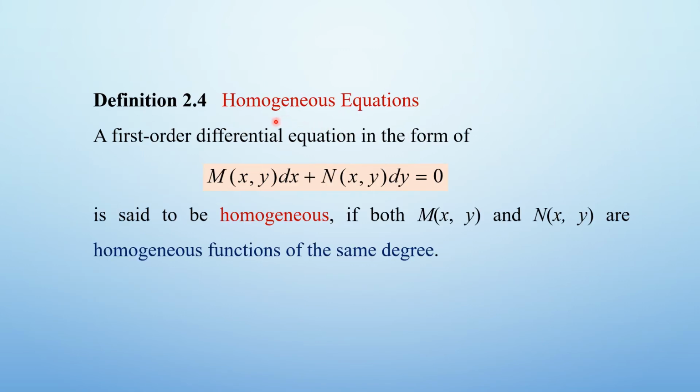We have already learned the meaning of a homogeneous function, so what is a homogeneous equation? By definition, a first-order differential equation in the form of M of xy dx plus N of xy dy equals 0 is said to be homogeneous if both M of xy and N of xy are homogeneous functions of the same degree. So if we find out that M is a homogeneous function and N is also a homogeneous function and both of them have the same degree, we conclude that this given first-order differential equation is a homogeneous equation.